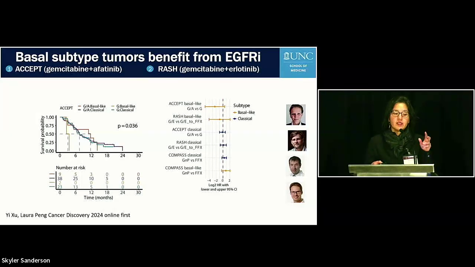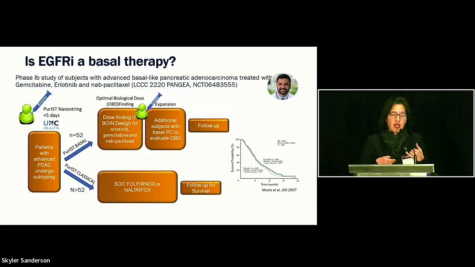And that was actually true of a second trial that they also were kind enough to share with us, a RASH trial with gemcitabine and erlotinib. And again, if you were a basal, you actually had a lower hazard ratio with EGFR inhibitor treatment, whereas with classical patients, there was no difference. And so now this has provided the preliminary data and the rationale for a trial that's open now at UNC that we're hoping to open up at more centers, looking at, again, selecting patients by subtype. So if you have a basal subtype, you will get gemnab, paclitaxel, or erlotinib, and classical patients will go to standard of care.